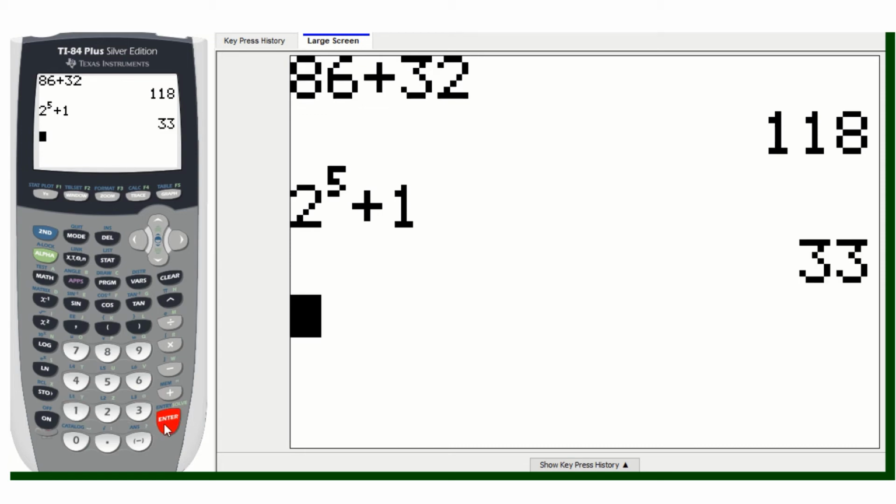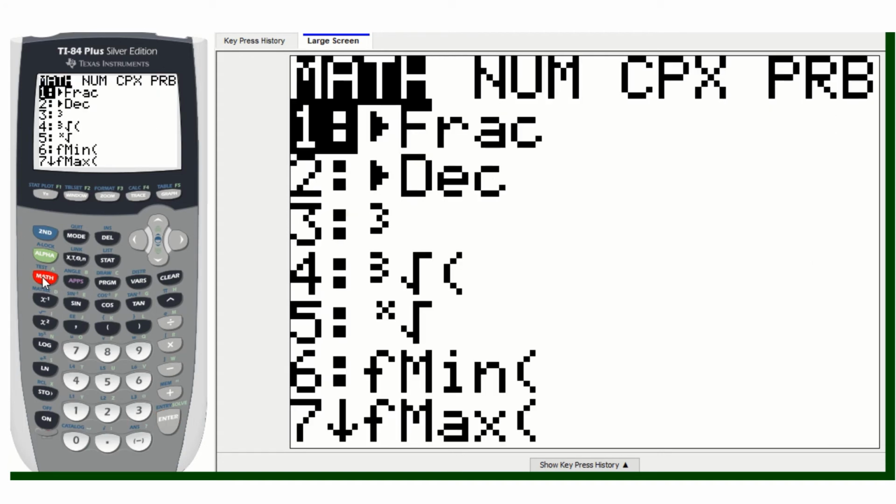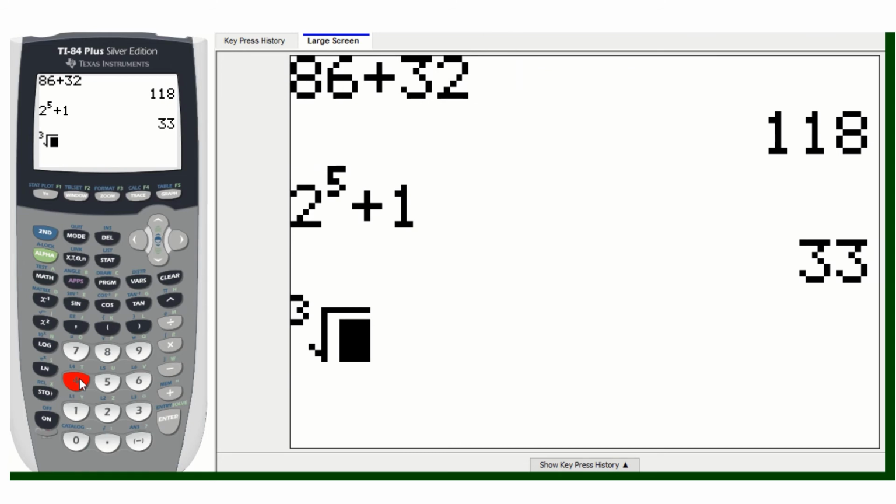For roots, I've got a square root button. Again, it's blue, so I would push my second x squared to get to the square root. If I wanted a root other than squared, so if I wanted cube root, I'd go to math. I can see the 4th thing is cube root, so I pick that. So if I wanted cube root of 8, there's my cube root of 8.